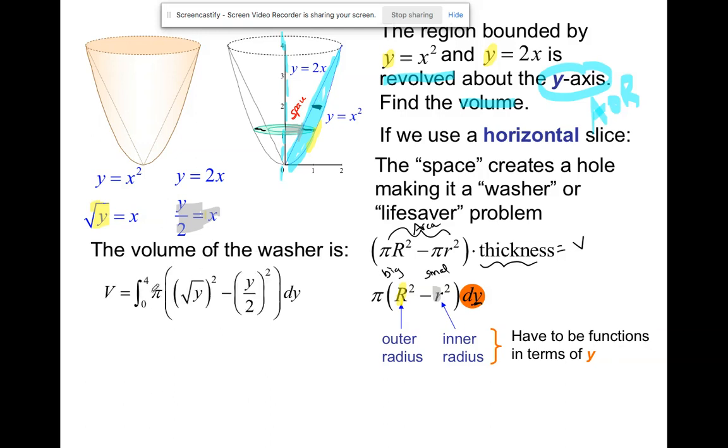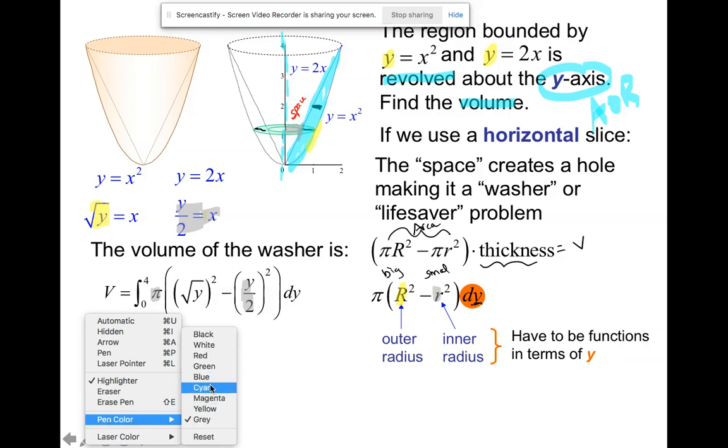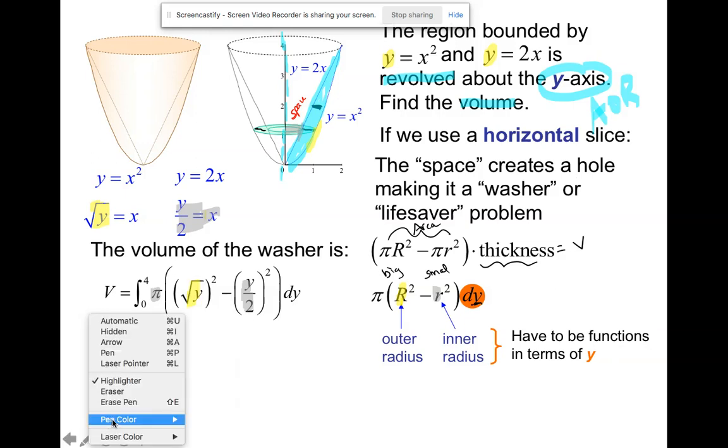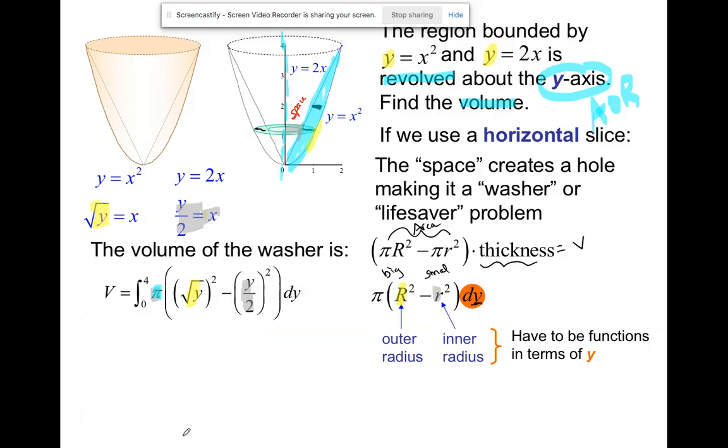So volume is equal to pi, which you can osmosis out here, big R squared minus little r squared. Here's my little r. Here's my big R. And there's my constant pi.